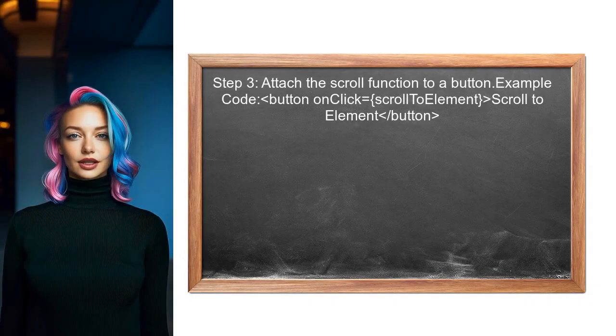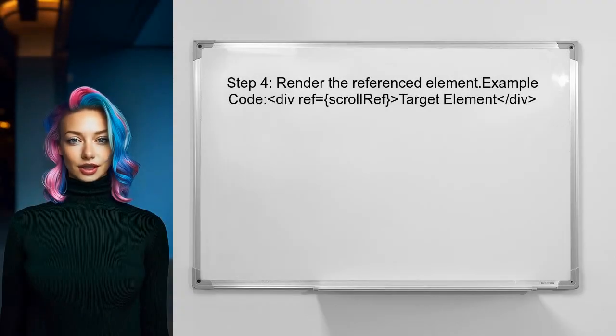After that, the user can attach this function to a button click event. This way, when the button is clicked, the page will smoothly scroll to the referenced element. Finally, the user should ensure that the referenced element is properly rendered in the component. This will allow the smooth scrolling effect to work as intended.